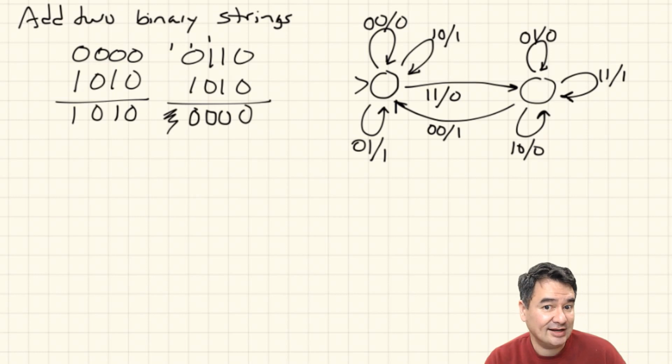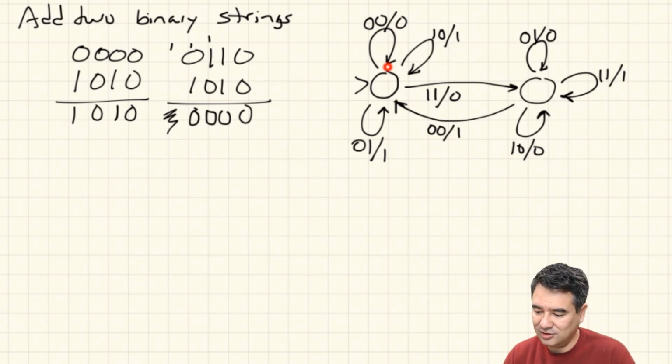You could actually extend this to do adding 2 decimal numbers, adding 2 base 10 numbers together. You just have a lot more transitions, but you still, I think, only have 2 states. Either you're doing a carry or you're not doing a carry.